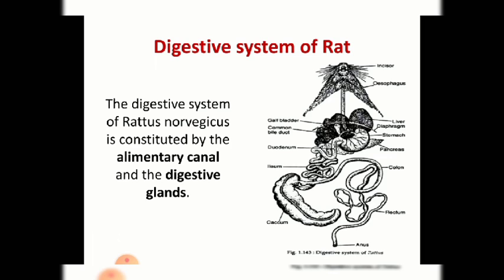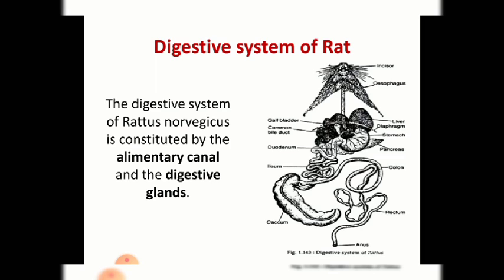Next is the pancreas. It is a whitish, elongated, irregular shaped gland which is located in the duodenum region of the small intestine. It secretes pancreatic juice, which helps in the degradation of proteins, that is, proteins are degraded into amino acids.